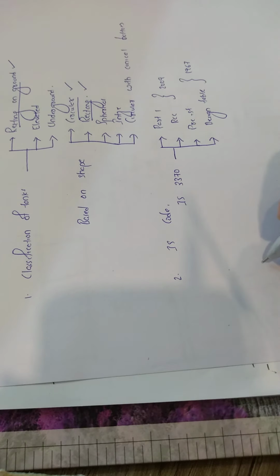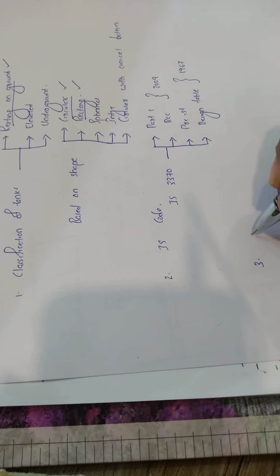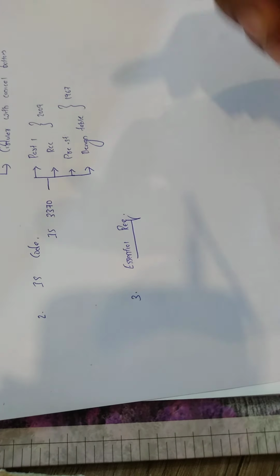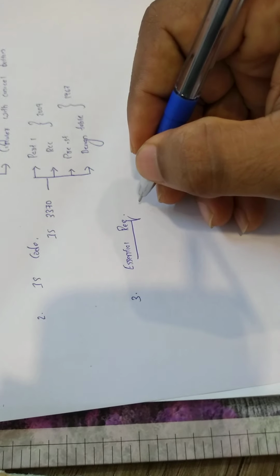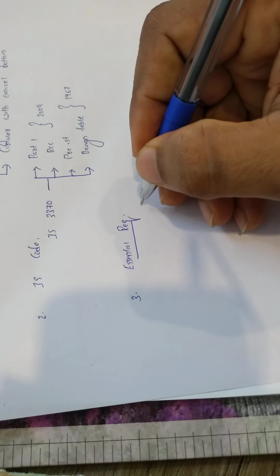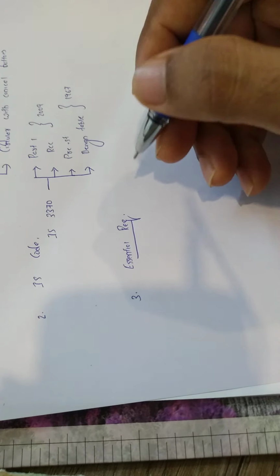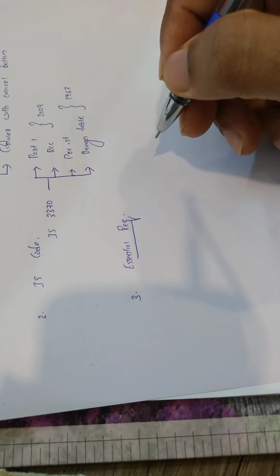Coming on to the essential requirements of any water tank. Any water tank shall be designed such that it is impervious, or the permeability is absolutely zero, so that there is no leakage, or the tank should not be porous in nature.